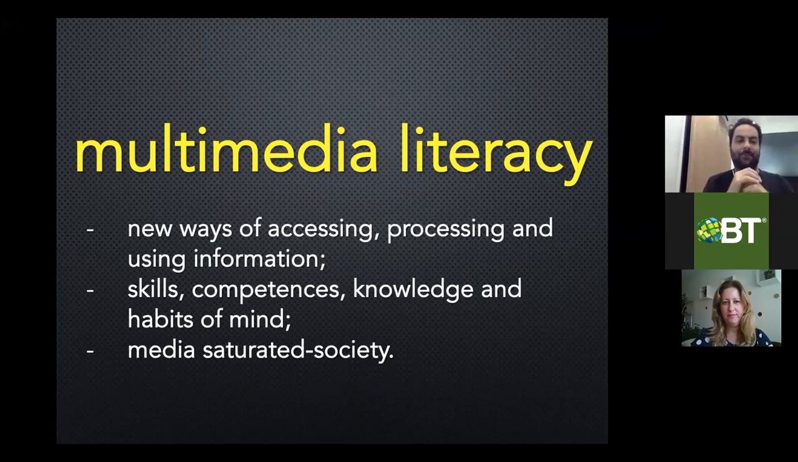So here we are thinking about all the skills and competences and knowledge that we have to use technology. And this has to do with many of the things you mentioned in the websites before. And here, something we need to bear in mind is that we live in a media saturated society. So we are accessible 24/7 and we have access to information 24/7. And that's the reality.